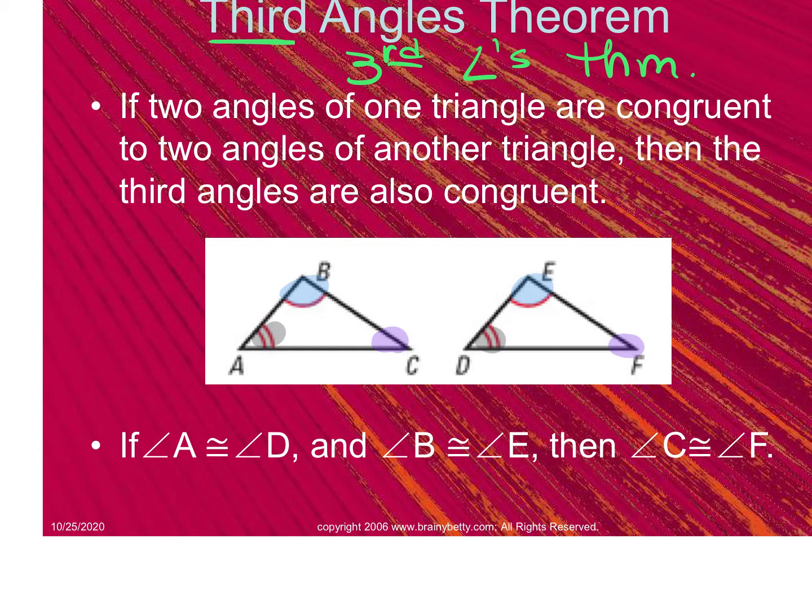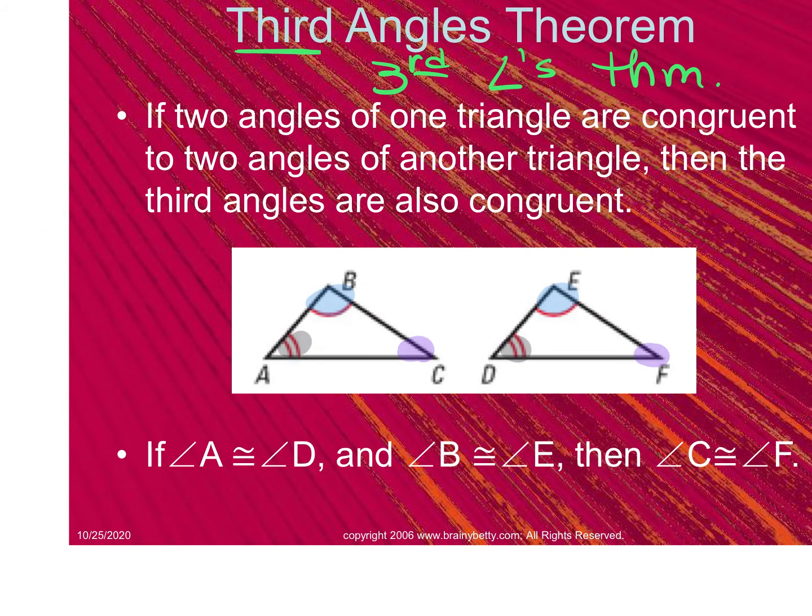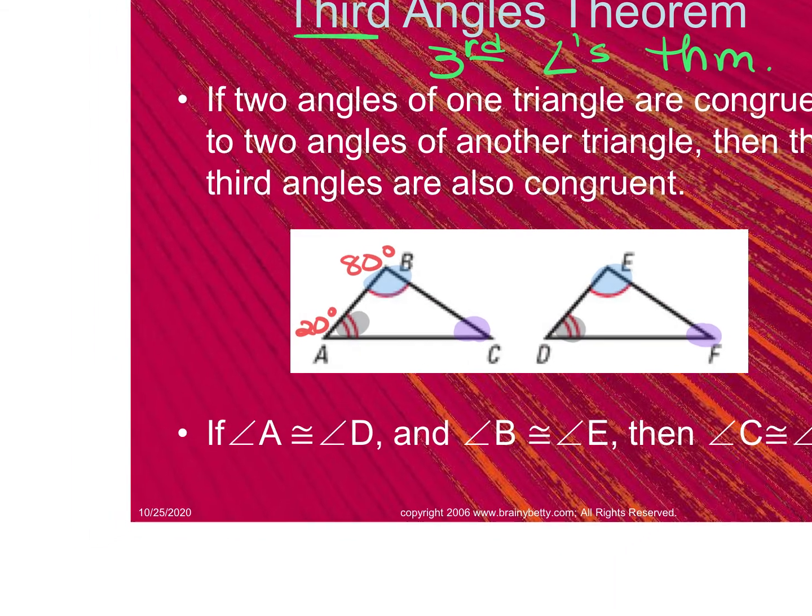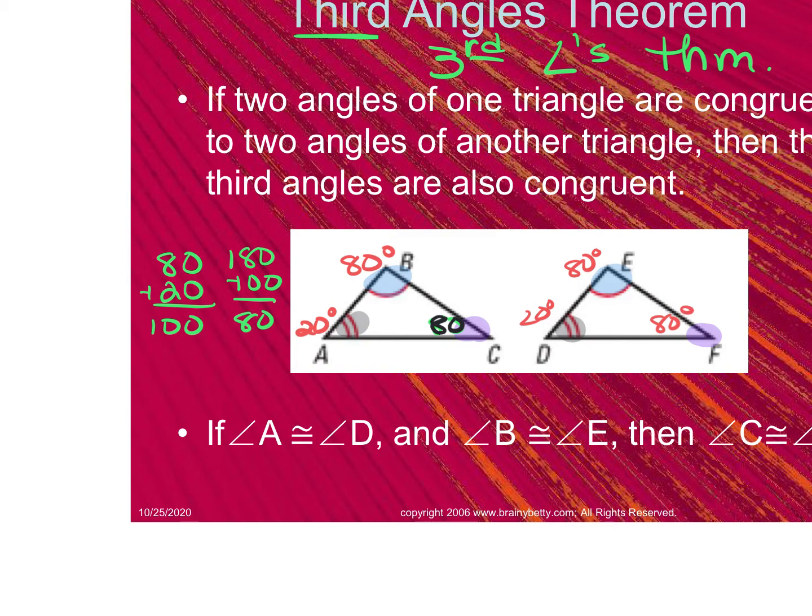So for example, let's say I told you that angle B is 80 degrees and angle A is 20. I can use my triangle sum. I can add 80 plus 20, subtract that from 180 to get my missing angle, which is 80. And then I can do exactly the same thing in the other one. Well, if this has the same congruency mark, this one's 80, this one's 20, and then this one would also be 80.